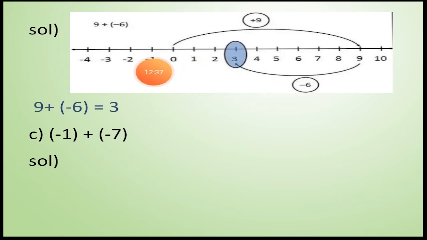Fine. So here we have drawn a straight horizontal line, and from 0 first we reach plus 9, and then from plus 9 we have to represent minus 6. So we will take 6 steps in a back direction, and that will reach us to 3.